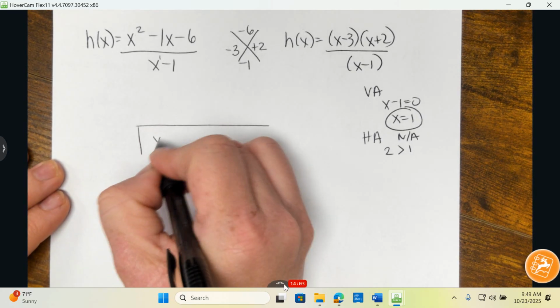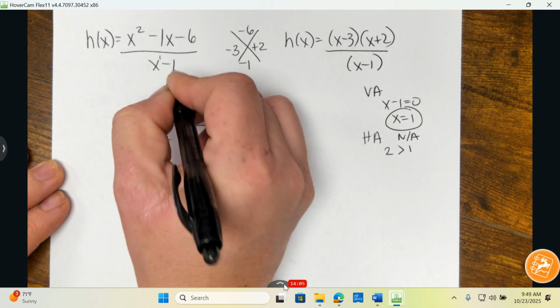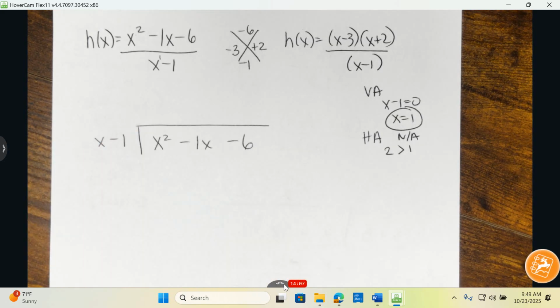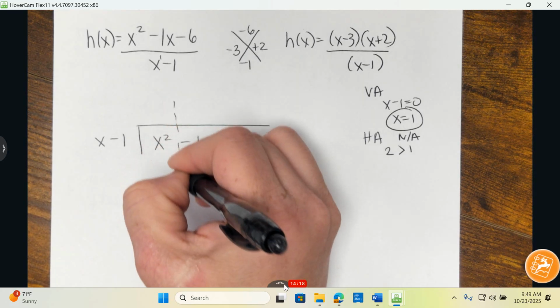We take the numerator and put it inside, and take the denominator and write it on the outside. We're going to follow the steps you see on the board: select the value, multiply, change the sign in the second row, combine, and then bring down the next number. All right, let's slow it down.